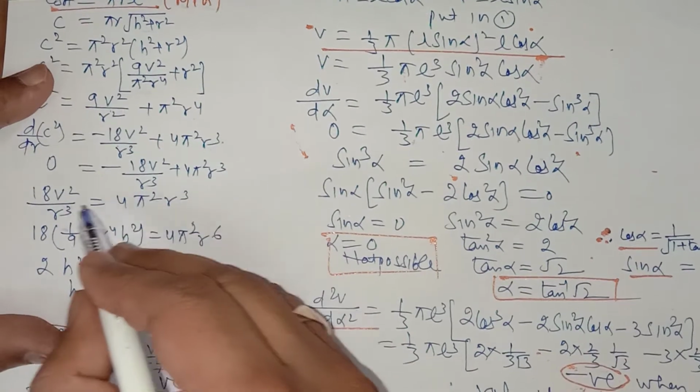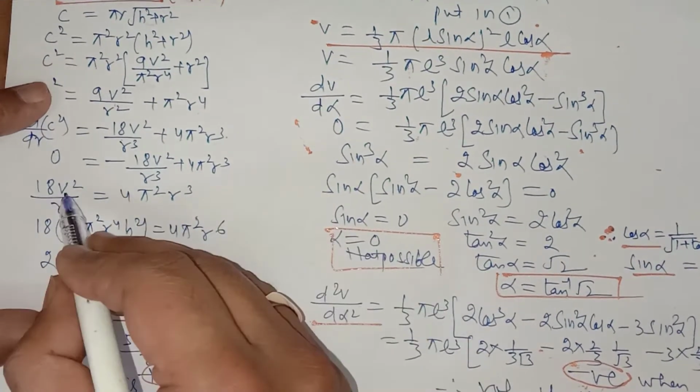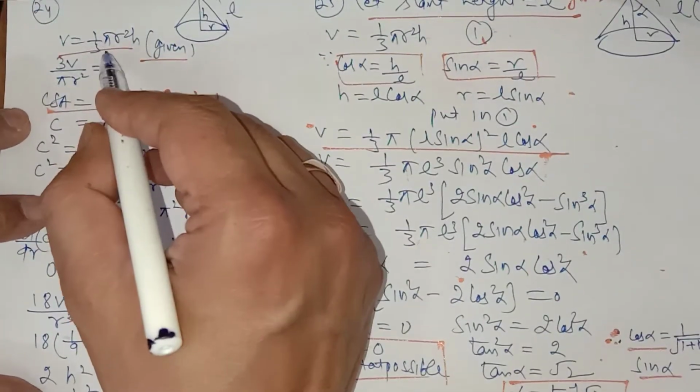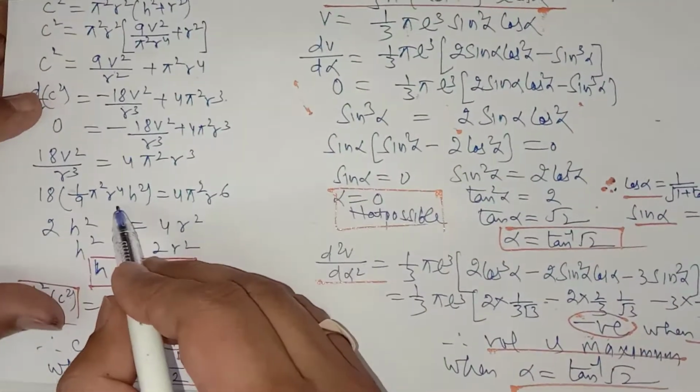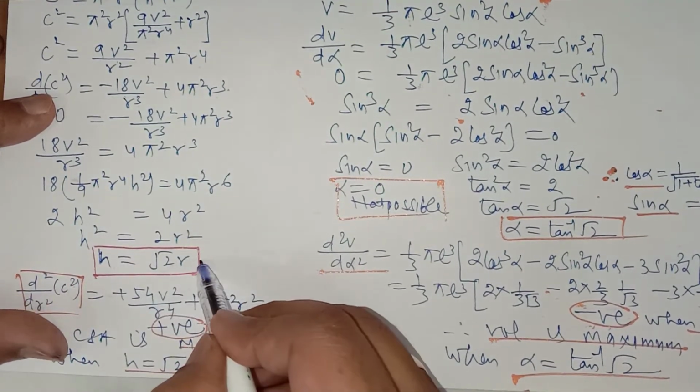You are getting a relationship as 18v square upon r cube is equal to 4 pi square r square. Replace the value of v, which is 1 upon 3 pi r square h, and find the square of it. Simplify, you are getting h is equal to root 2 r.